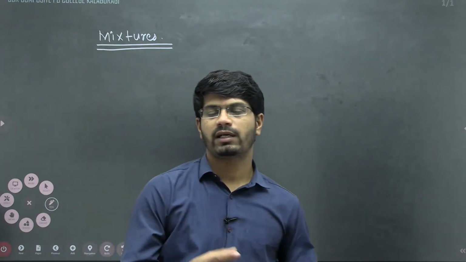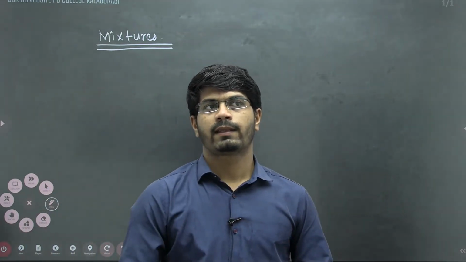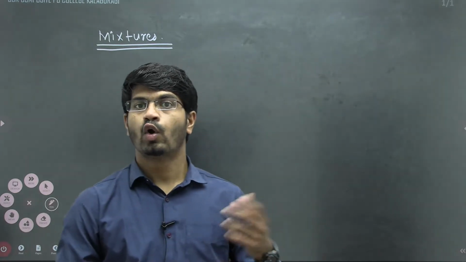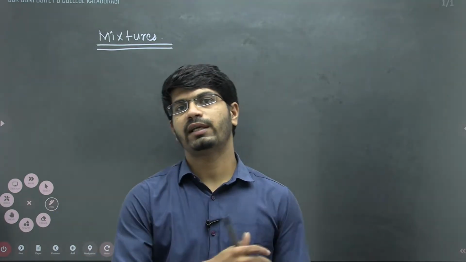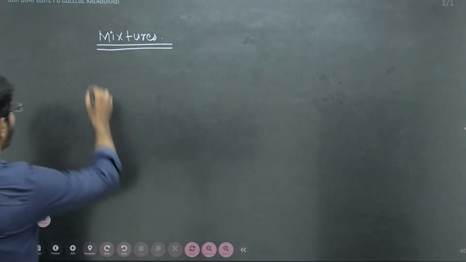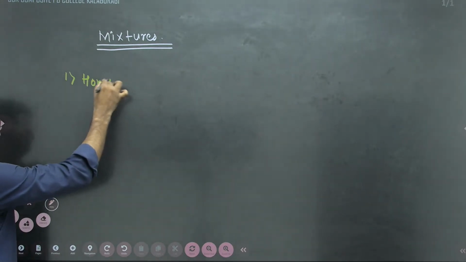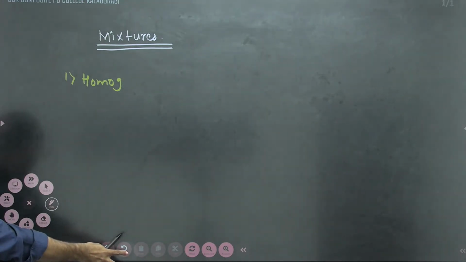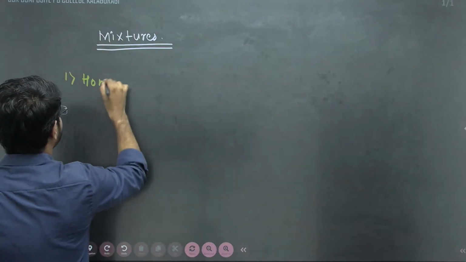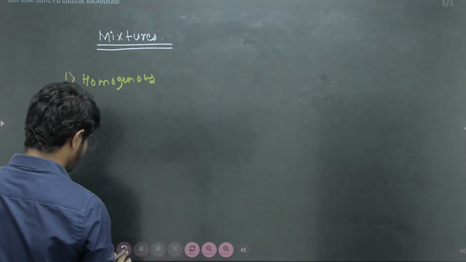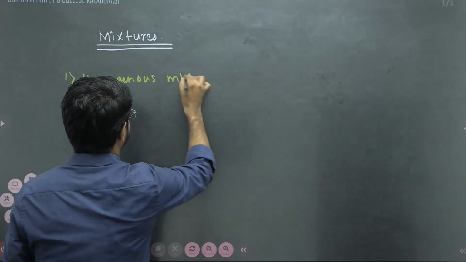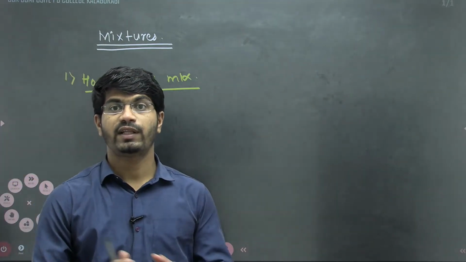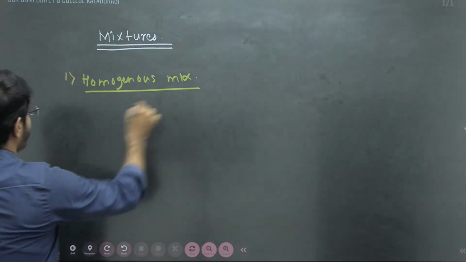Homogeneous mixtures are those where the proportionality or the phases are the same throughout the mixture. If the composition and phases are the same throughout the mixture, then it is known as a homogeneous mixture. If it is not the same throughout the mixture, then it is called our heterogeneous mixture. So first one, let me write homogeneous mixture. It should be the same throughout the mixture.